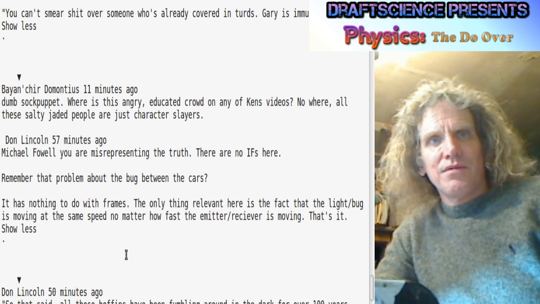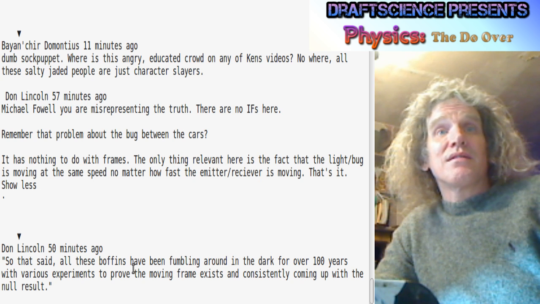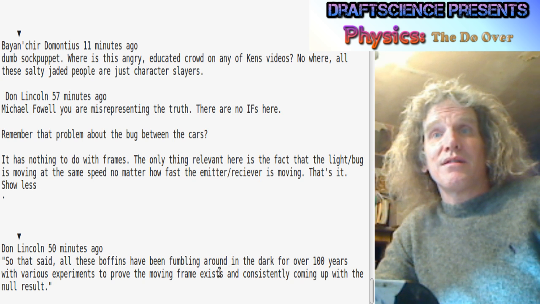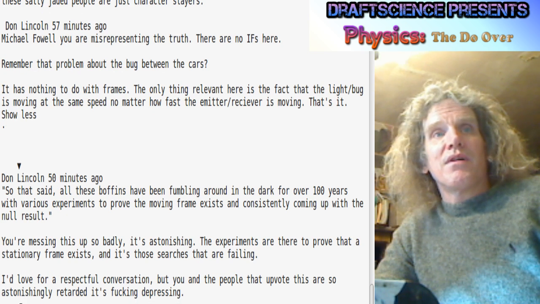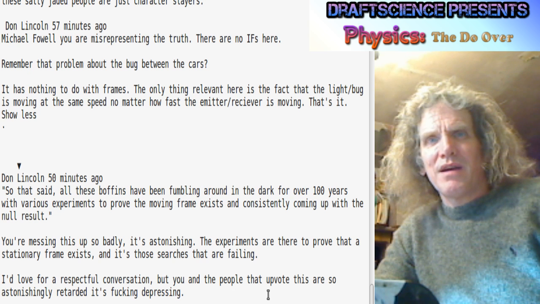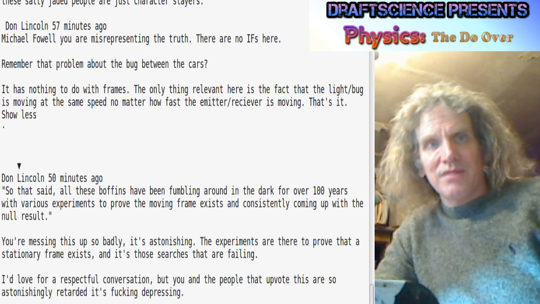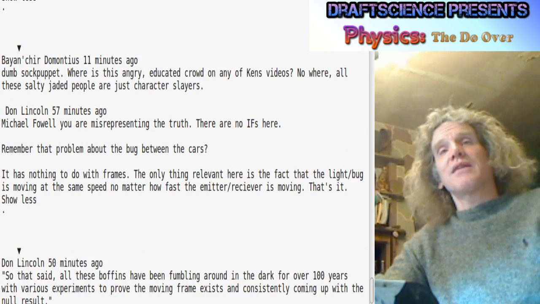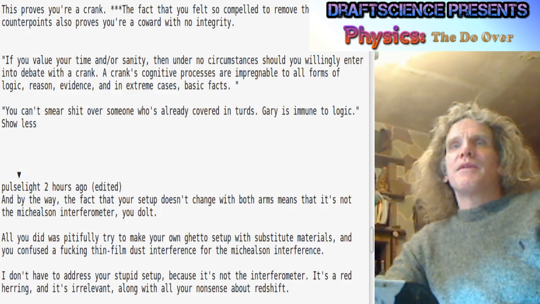Don Lincoln, you are misrepresenting the truth. There are no ifs here. Remember the problem about the bug between the cars? I don't know why that's in there. This has nothing to do with frames. The only thing relevant here, okay, so I guess he's just posting the rhetoric so far. So here we go again. That said, all these buffoons have been fumbling around in the dark for over 100 years. And so now he responds, you're missing this. Okay, so yeah, we already did that part. That's still on the board. That was in the original comments.